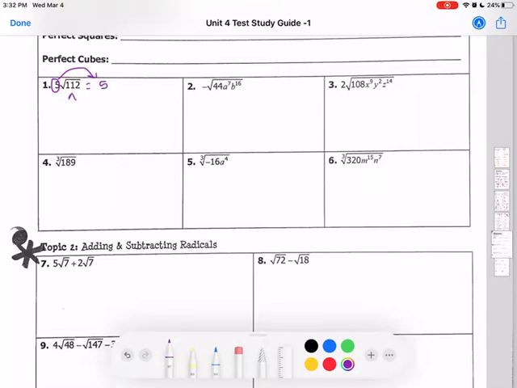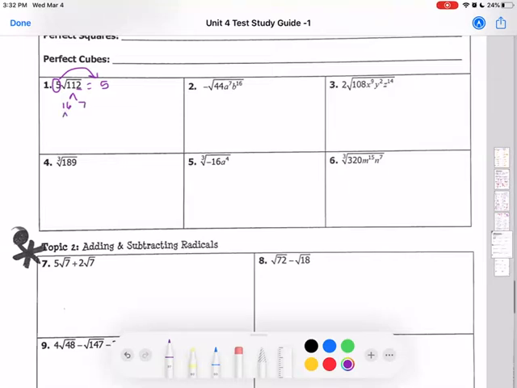Then I need to break down the 112. It ends in a 2, so it's even. I might try dividing it by 16 first, and that worked. I got 7. So 16 and 7. 16 splits into 4 and 4, and 7 is prime. It can't be factored. So my groups here, I have a group of 4s, and I have a 7 left over. So the 4 comes out.